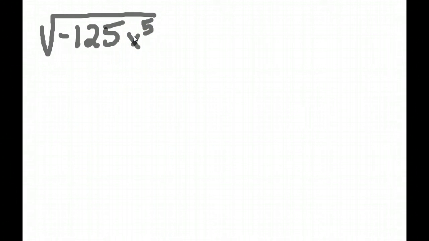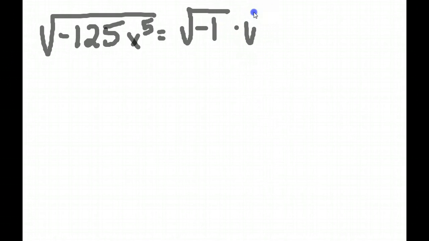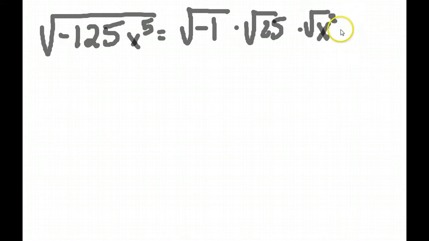Again, we just need to break this down into the factors. So what does this look like? This looks like square root of negative 1 times the square root of 25 times the square root of x squared times the square root of x squared times the square root of x. And I broke it down like that because if it's a square, then we can pull it out because we're doing square roots. So then let's simplify this.